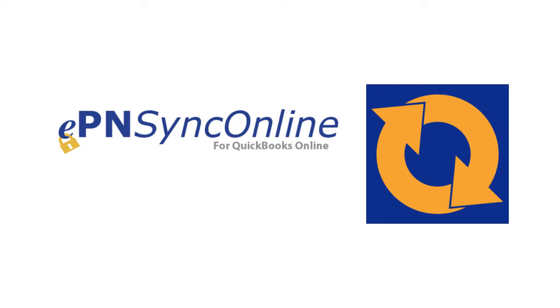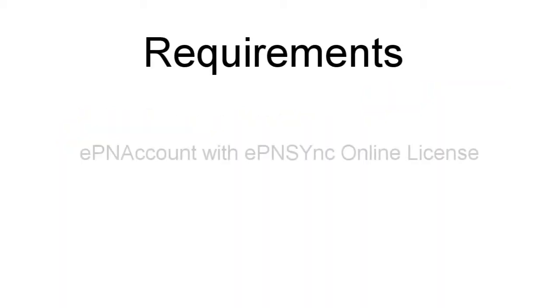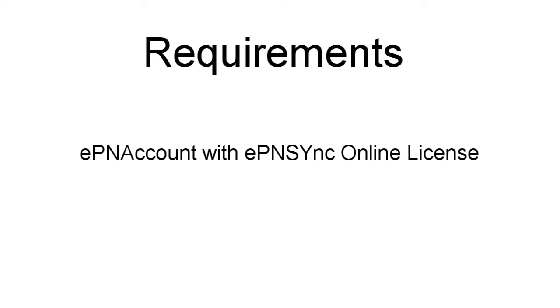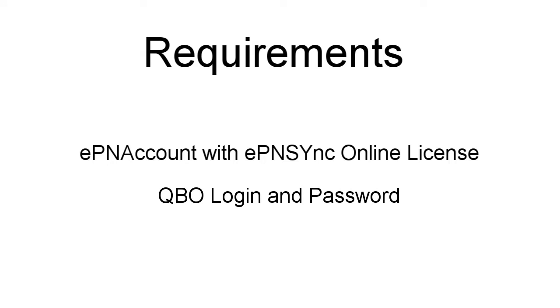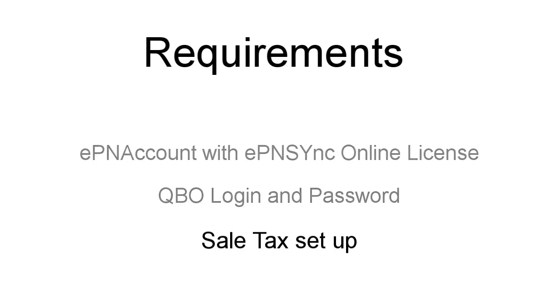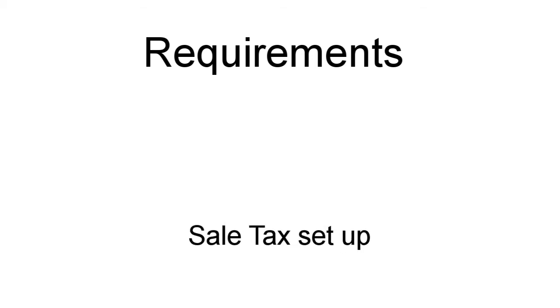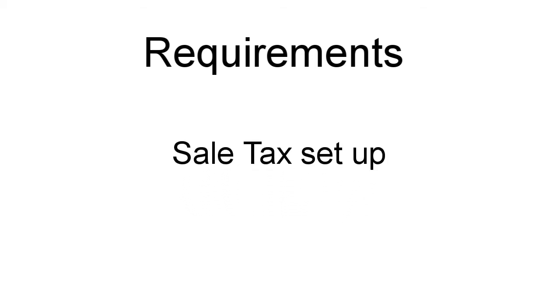Before we continue with the ePNSyncOnline setup, you will need to make sure that you have completed these three things. First, you should have an EPN account with the ePNSyncOnline license. Second, you should have already set up your QBO account and have your username and password ready. Third, you should have already set up your sales tax in your QBO account. Please note that even if you do not accept tax, this is still required and must be enabled.